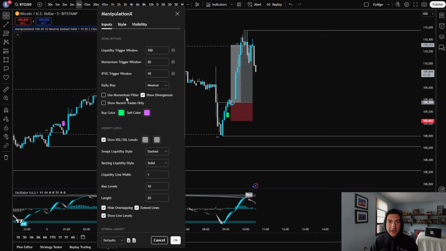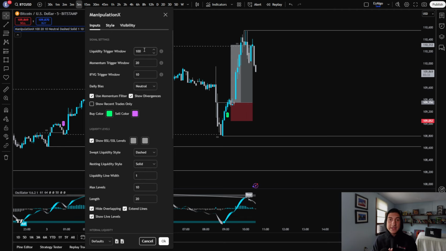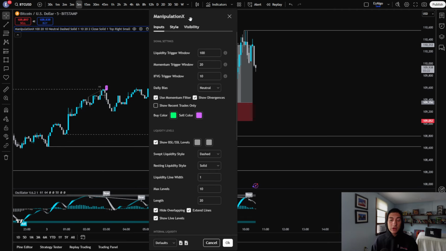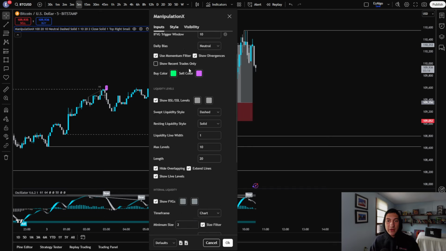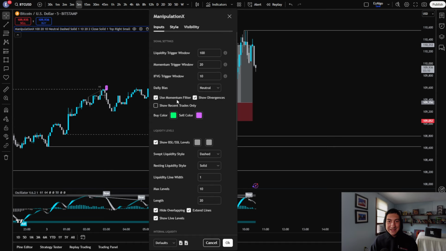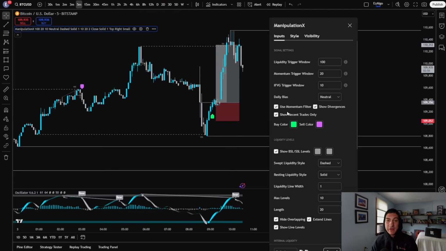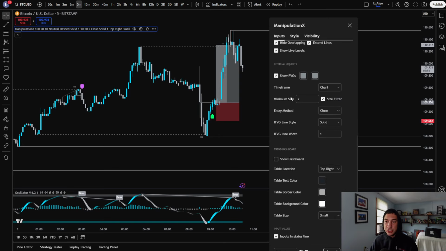Now, the settings on your indicator will look something like this by default, okay? I want you guys to keep the default settings. We've made this indicator work across any asset with its default settings. So although we have this trigger window, momentum trigger, iFVG trigger window, you guys do not have to worry about any of the settings here. The only thing that you guys will have to worry about is this momentum filter if you guys want, and some other customizations as well inside of the indicator. But really, you guys can leave everything on default. That is how I personally use this indicator. So you don't have to worry about much here in the settings.